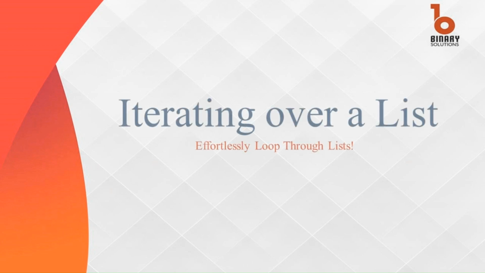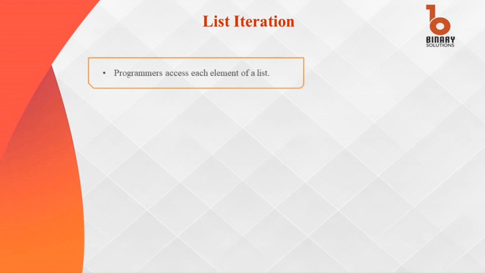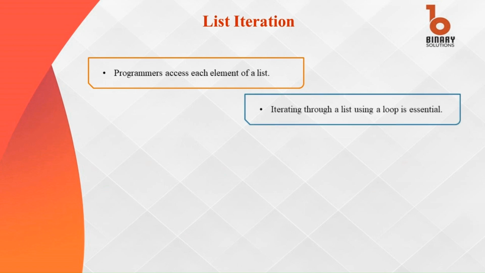Next, move to the concept iterating over a list. Iteration over a list is a fundamental concept in programming that allows a programmer to access and process each element of a list one by one. This is particularly important because lists are commonly used to store collections of data.